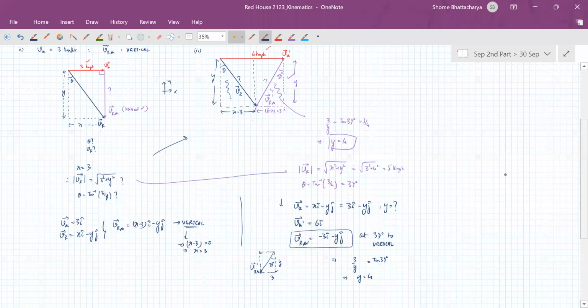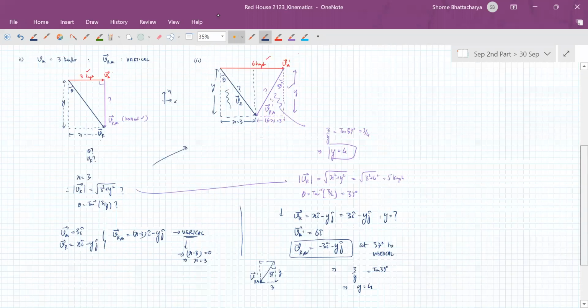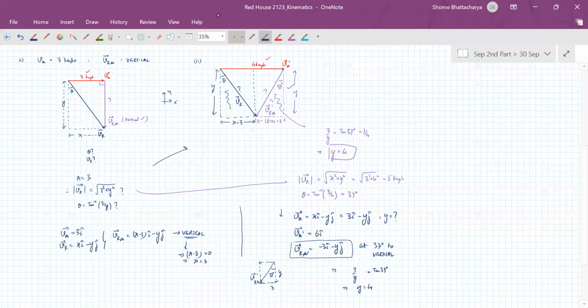So just make a quick note of this. Make sure you understand all the steps. Discuss with me in case of any doubts. And we'll discuss another part of this question also.